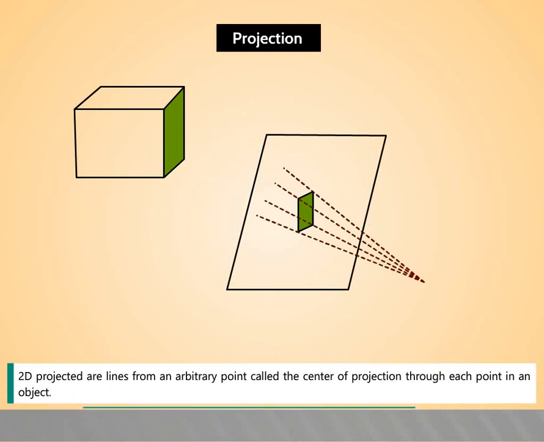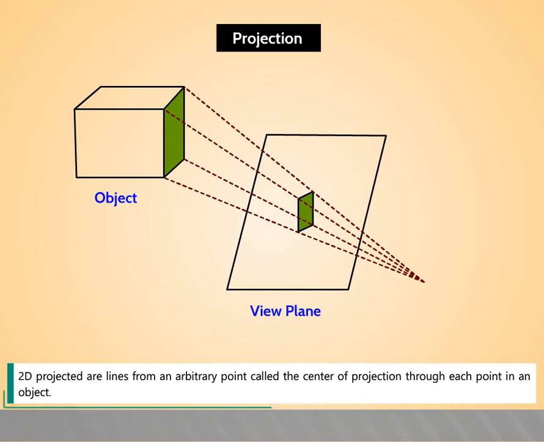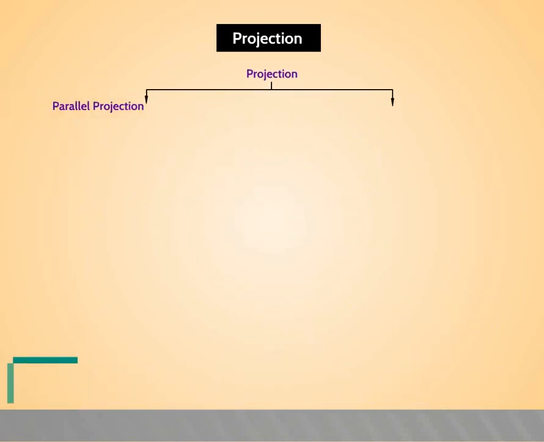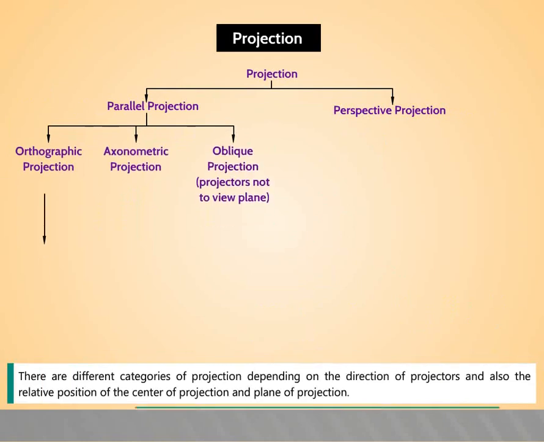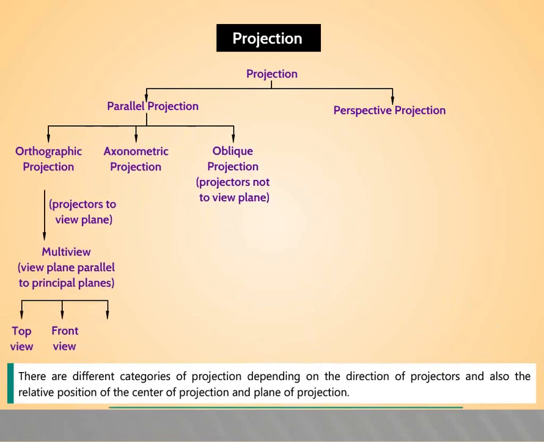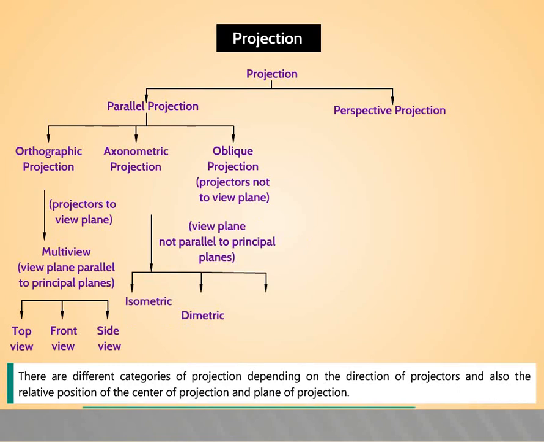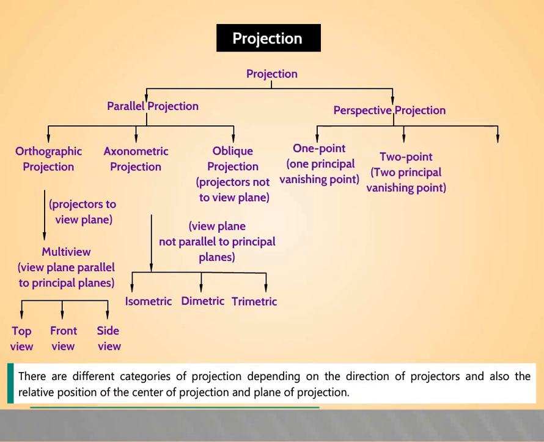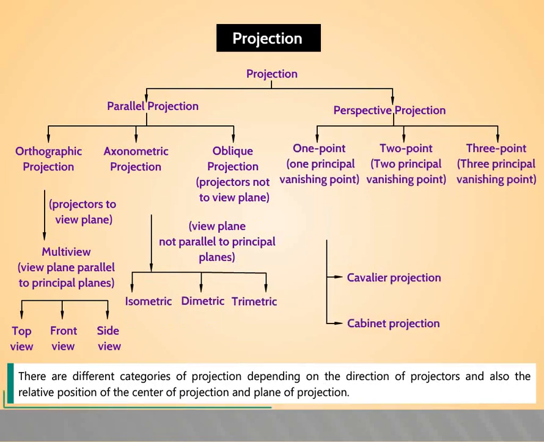To be projected are lines from an arbitrary point called the center of projection through each point in an object. There are different categories of projection depending on the direction of projectors and also the relative position of the center of projection and plane of projection.